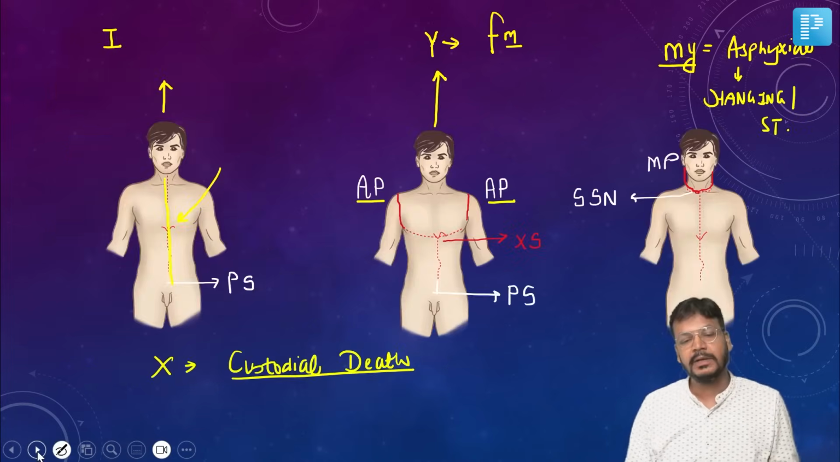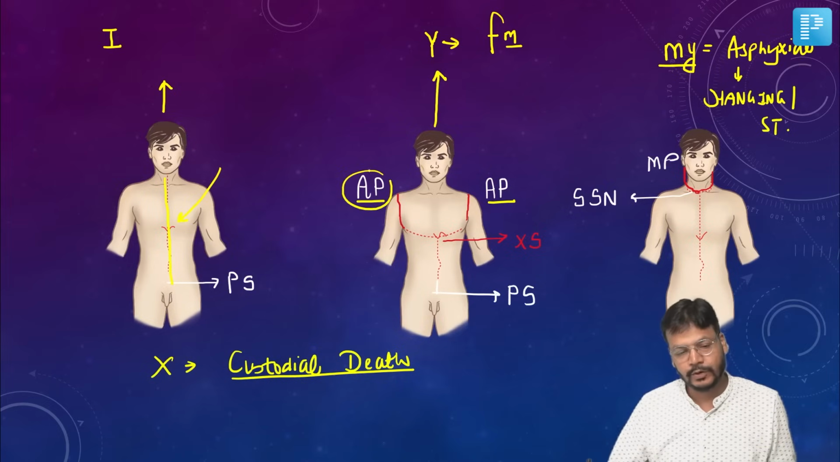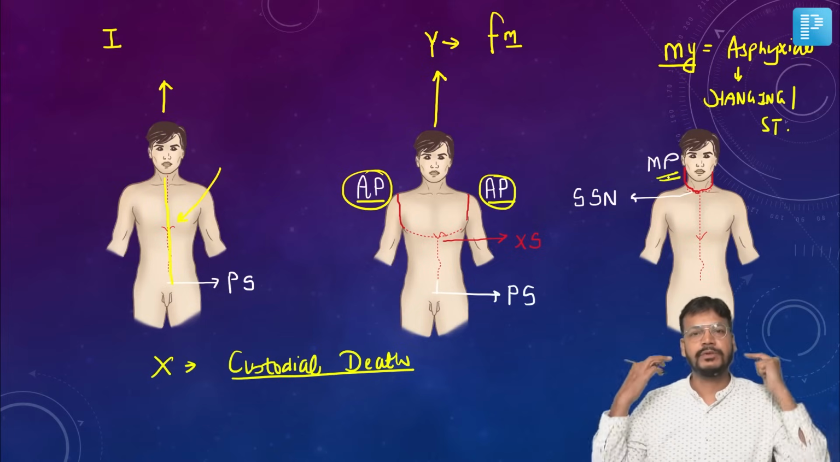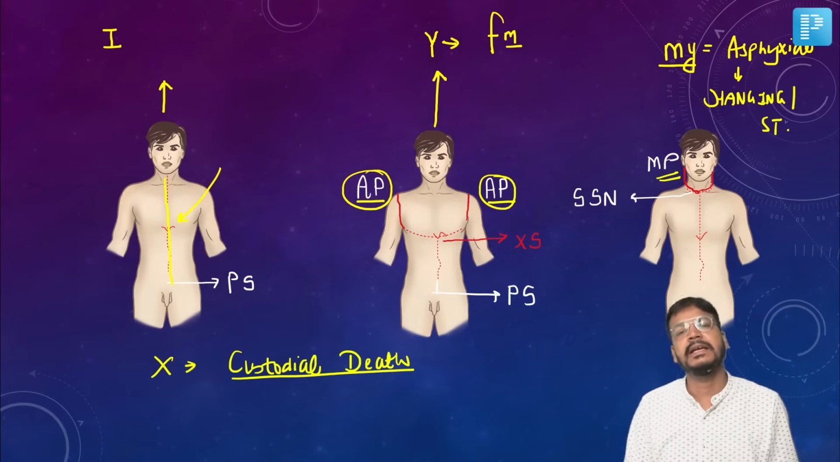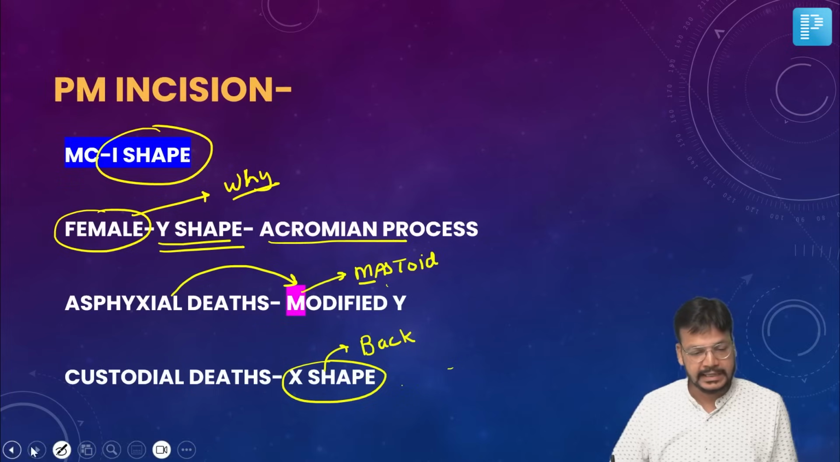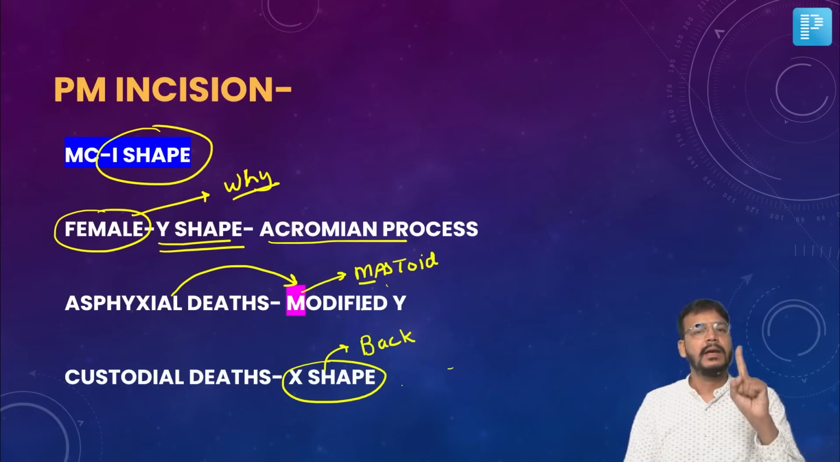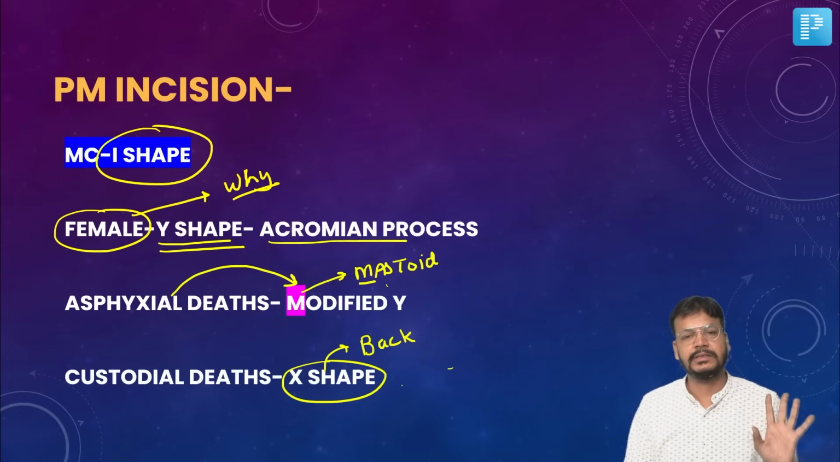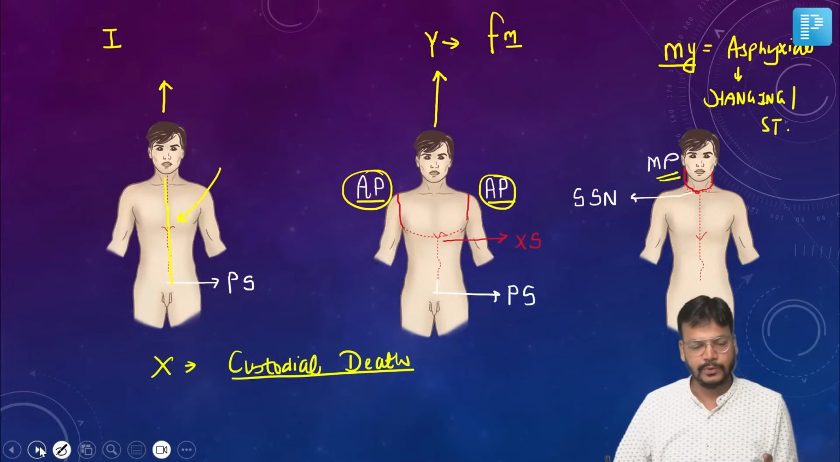You can see these are the incisions. This starts from the acromion process. This is a Y shape, and you can see this starts from the mastoid process. This one, then a straight line. It is asphyxial death. Doctor, remember, modified Y shape is done in asphyxial death. M modified, M mastoid. Just remember this. Custodial, X shape. All the incisions are done.